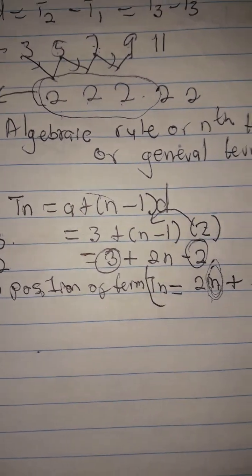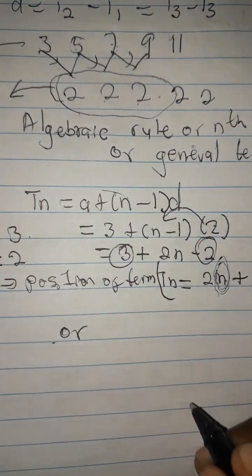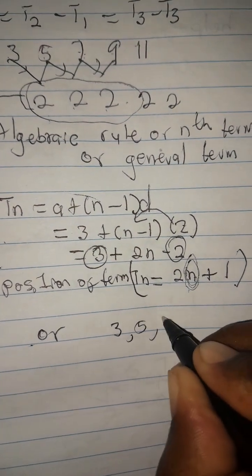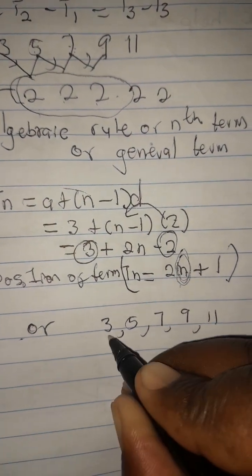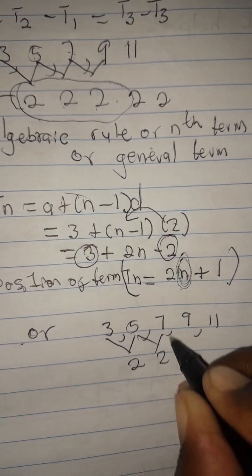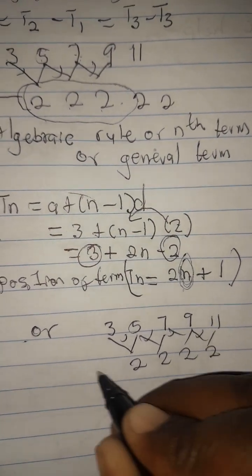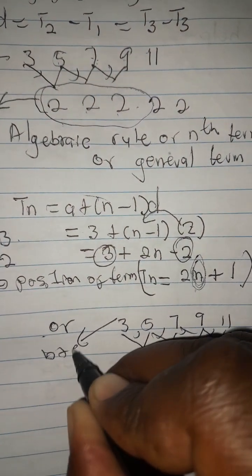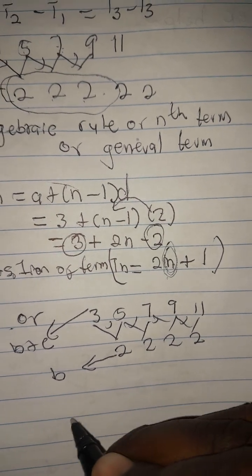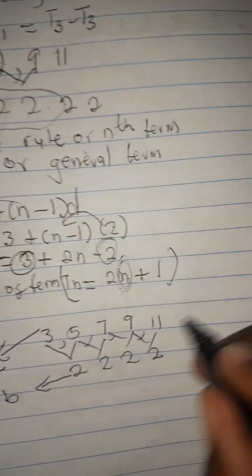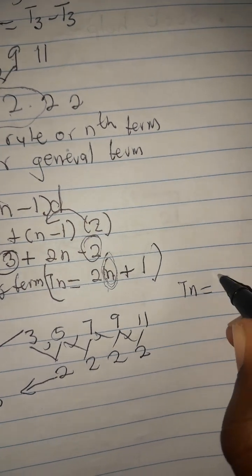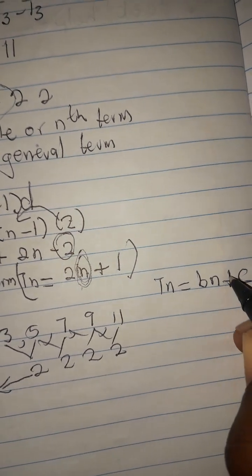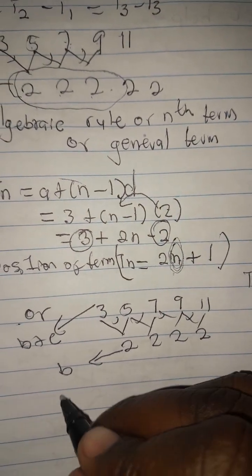Right. Another formula, or another alternative that you could use, let's say, guys, we have 3, 5, 7, 9, 11. Remember that the difference is 2 here, the difference is 2, the difference is 2. So let this difference be b, and let the first term be b plus c. So let's work it out. When you are using this method, you are following a linear equation standard formula which says Tn equals bn plus c, right?